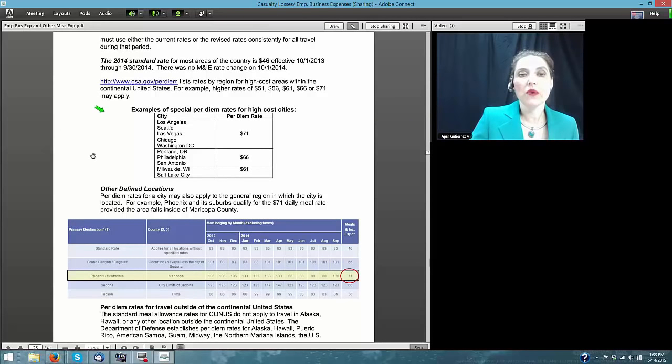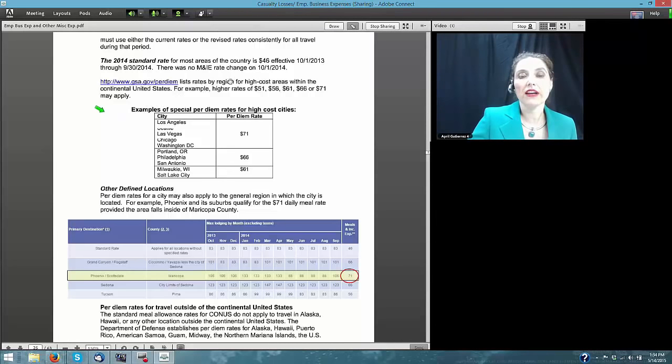If you want to know what the daily per diem rate is for a high-cost area, you can click on the link that I have in the manual here, and it will take you to a website where you can look up the rates for specific areas in the country. Although the standard rate for the entire country is $46 a day, most areas of the country where you have metropolitan areas are going to be higher.